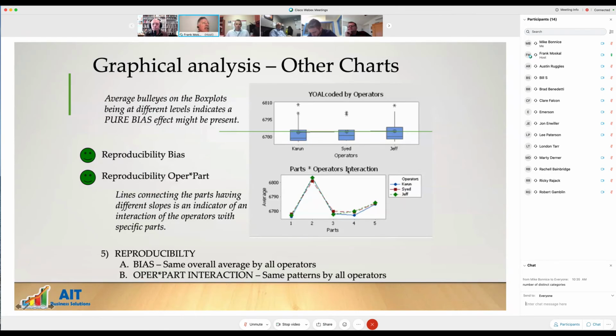And then the interaction chart is just like it says. I can see the operator by part interaction graphically, and I'm looking for differences in the slopes of these connecting lines. Basically, are these mountain ranges or patterns looking the same for all three operators? Okay, any questions?